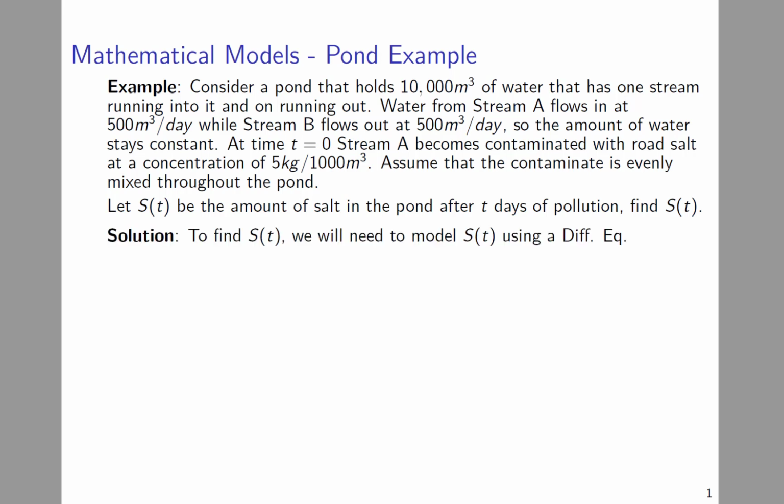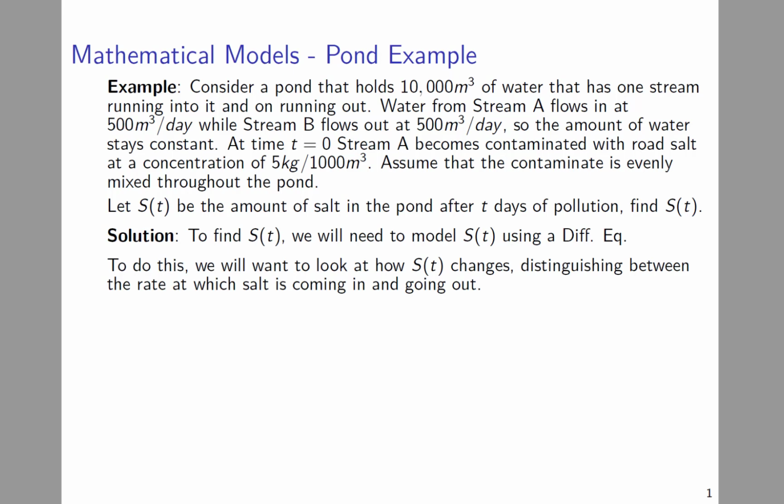To do this, we will need to model S of t using a differential equation, because we know the rate at which the contaminant is coming in and the rate at which it's going out. Since we have information about the rate of change, we have information about the derivative. So to build this differential equation, we will want to look at how S of t changes, distinguishing between the rate in and the rate out of that salt contaminant.